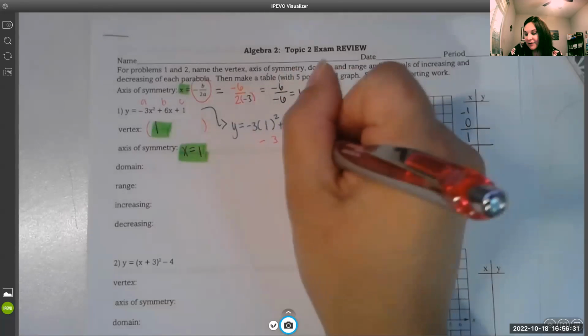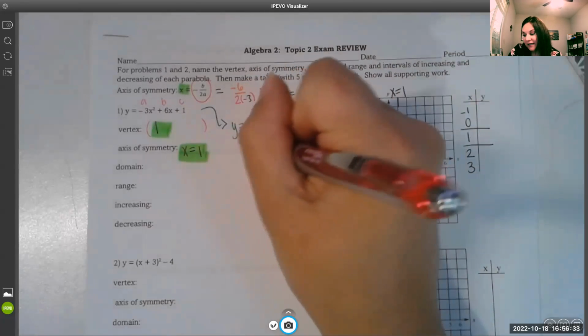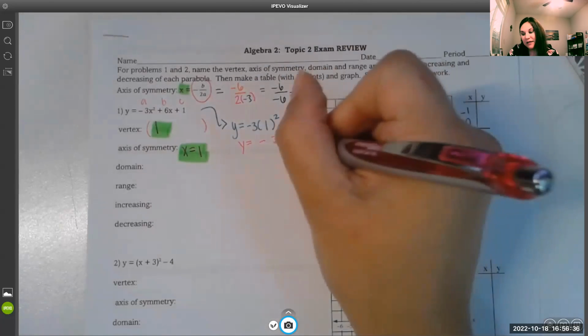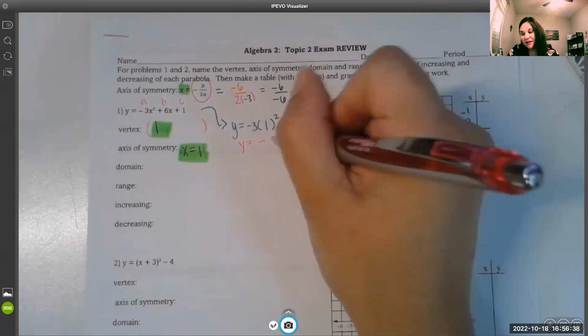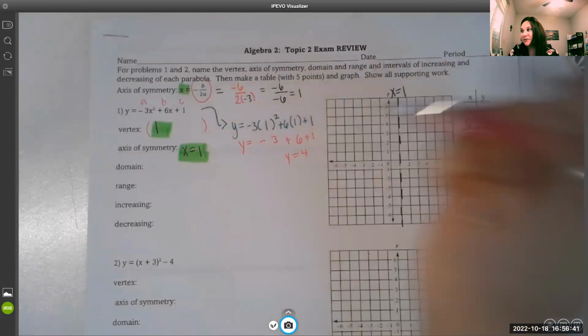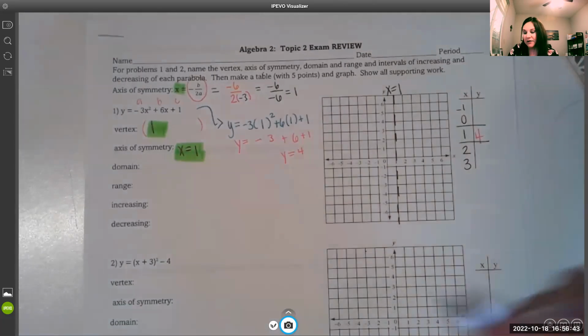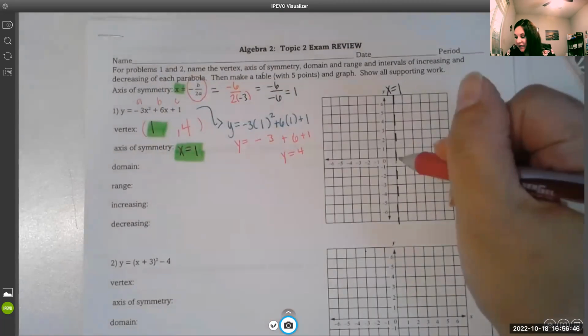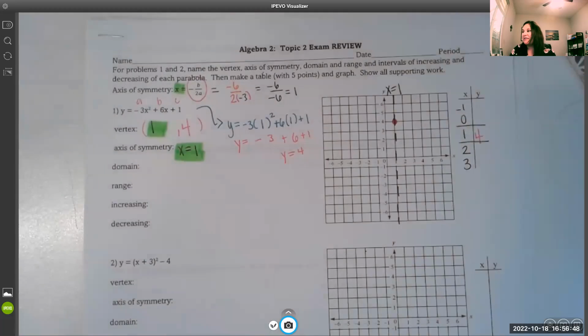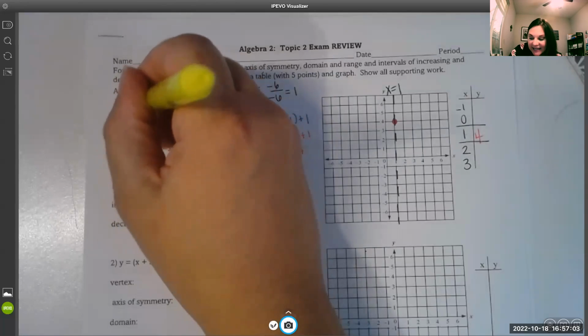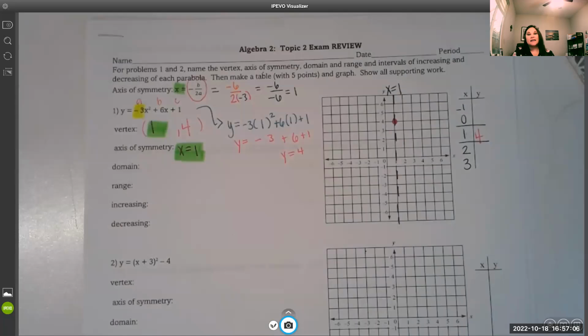And negative 3 plus 6 plus 1, y equals, and that will give me a 4. 6 plus 1 is 7, take away 3, or this is 3 plus 1 is 4, but I'll put a 4 right here, and then I'll put a 4 right here, and then over 1 up 4, that is my vertex.